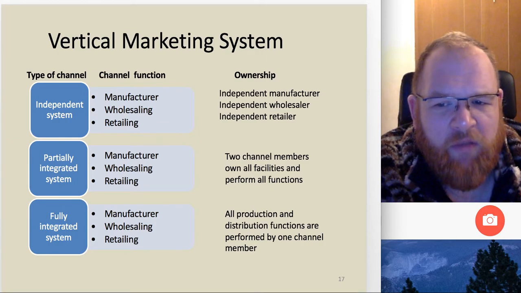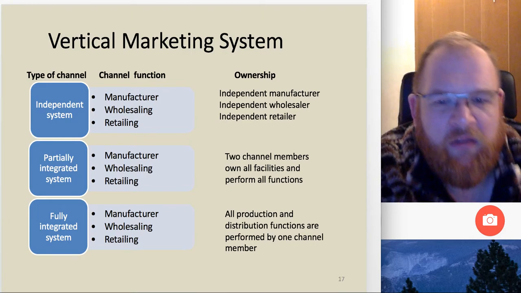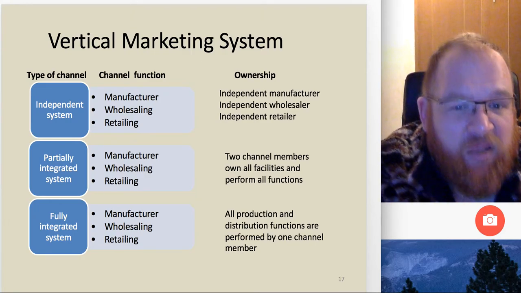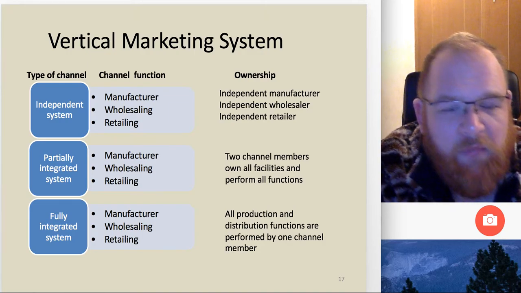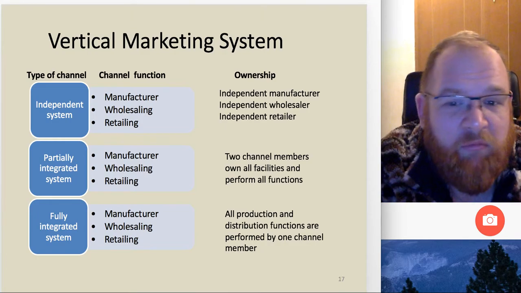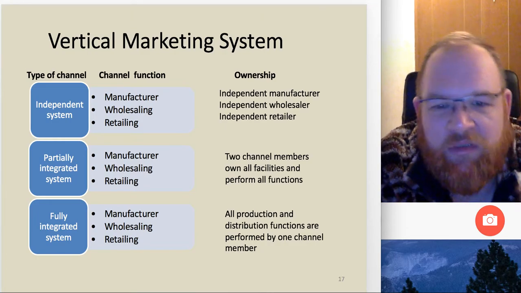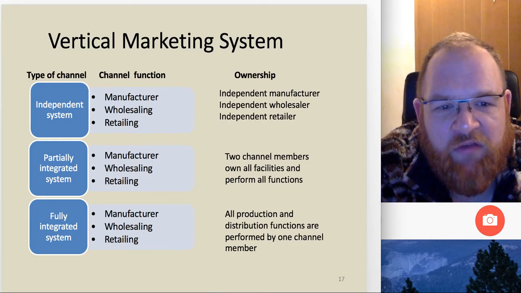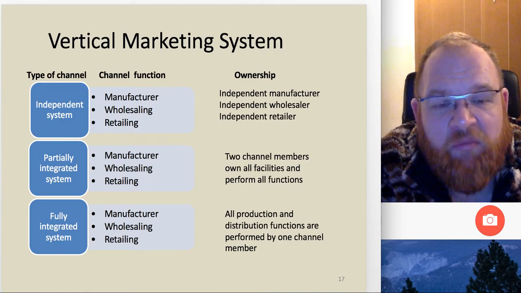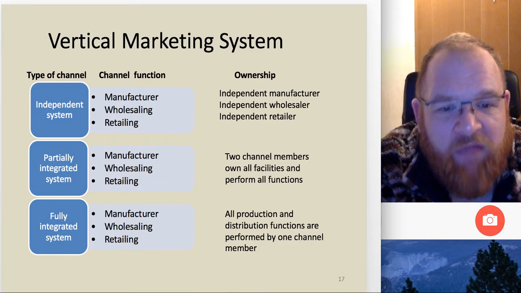So just to put that into some sort of academic theory, what we would typically be looking at are 3 different types of channels: independent channels, partly integrated systems, so that would be a franchise, for example, and then a fully integrated system, which would be a full-on chain. The ownership of these will vary depending on who they are.